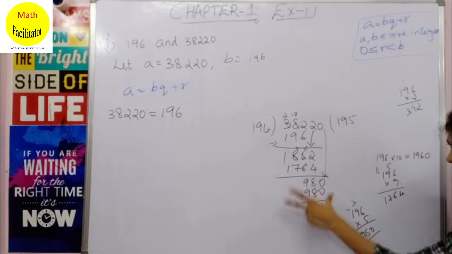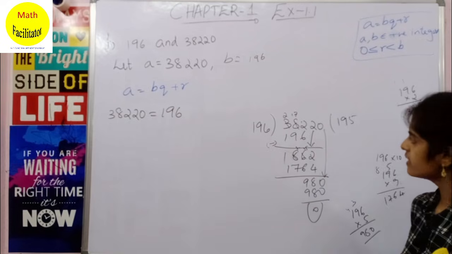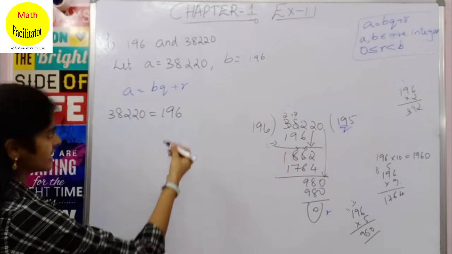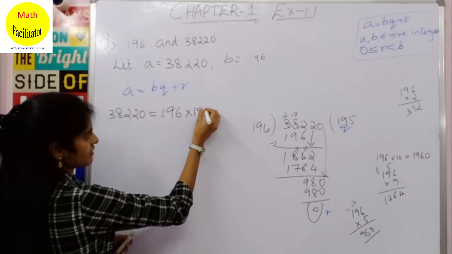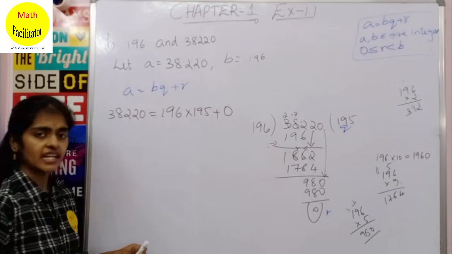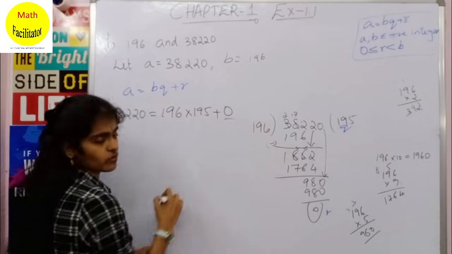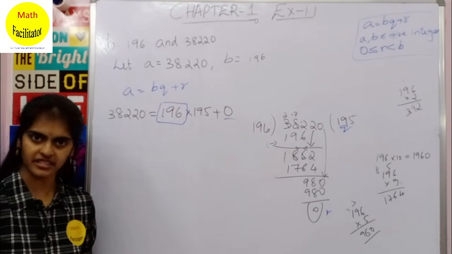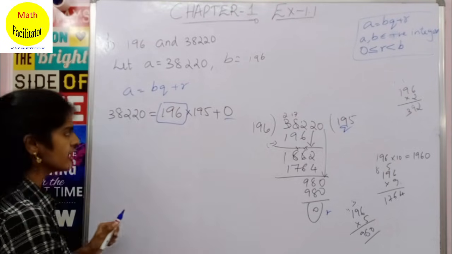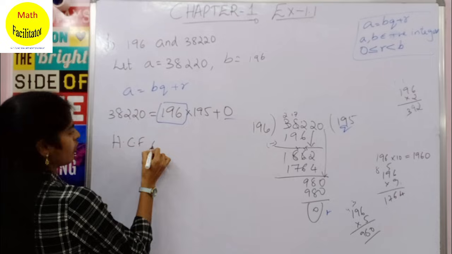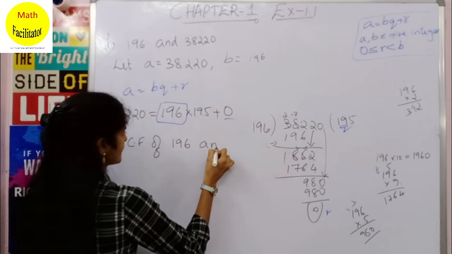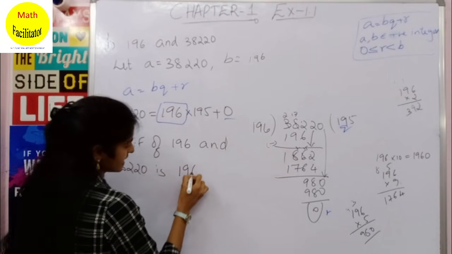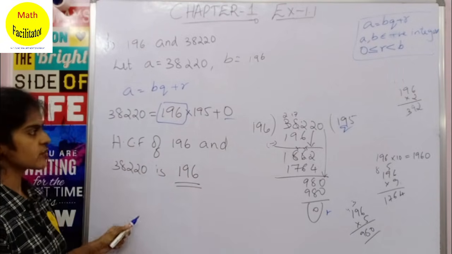Here in a single step you got the remainder as 0. Clear? So what is the quotient? Here you got the quotient as 195, remainder as 0. Let us write it here: quotient is 195 plus remainder is 0. Now I told you whenever you get the remainder as 0, you will just stop the process, and whatever B value you have here, that will be the HCF, right? So here in a single step you got it. What is the HCF? HCF of 196 and 38,220 is nothing but 196. Clear? Let us move on to the next one now.